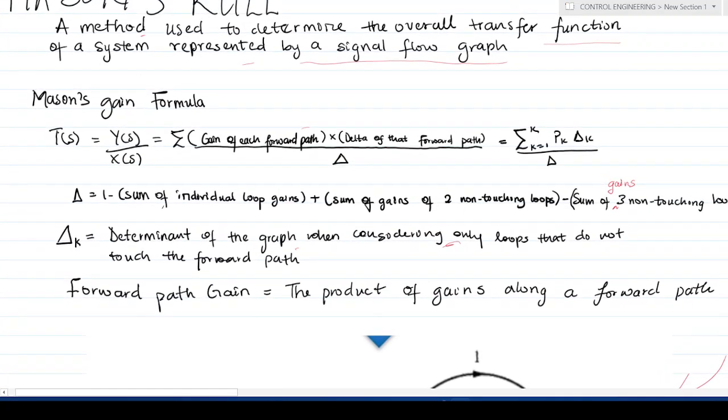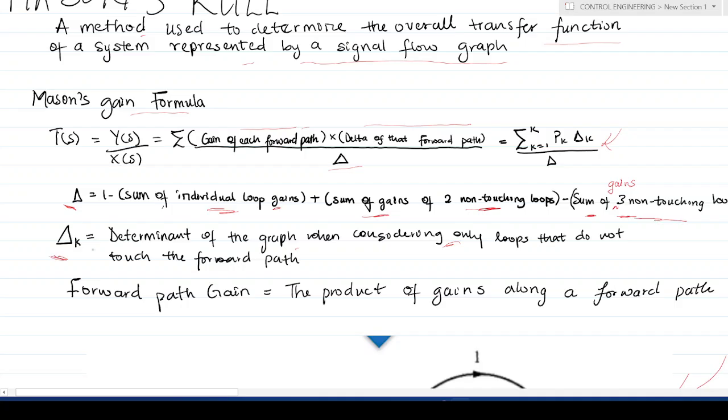This is the formula given for Mason's gain. So it's the gain of each forward path times the delta of that forward path over the overall delta of the graph. This is it in its mathematical format. So the overall delta of the system is given as 1 minus the sum of individual loop gains plus the sum of two non-touching loops minus the sum of gains of three non-touching loops.